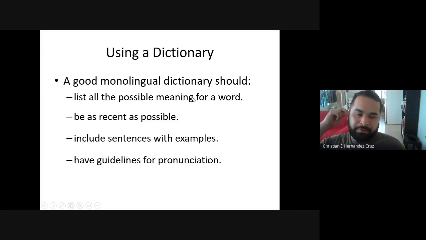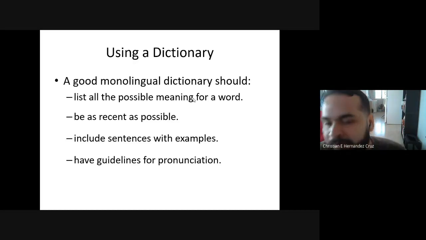There's words out there that can have more than one meaning based on their context, because you could be using it as a noun or as an adjective, depending. You could also be using it as a verb. A good monolingual dictionary should be as recent as possible. Of course, a dictionary that was printed in the 80s or the 90s may not be as relevant because language evolves, especially nowadays with the use of online and online communications.